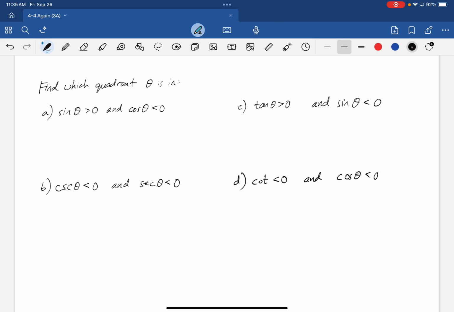All right, for the first question, if sine theta is greater than 0, then that means the y-coordinate must be greater than 0, right? So we have y greater than 0. If cosine is less than 0, that's x is negative. And so that tells us that it's in quadrant 2. Okay, quadrant 2 is the only quadrant that has negative x values and positive y values.